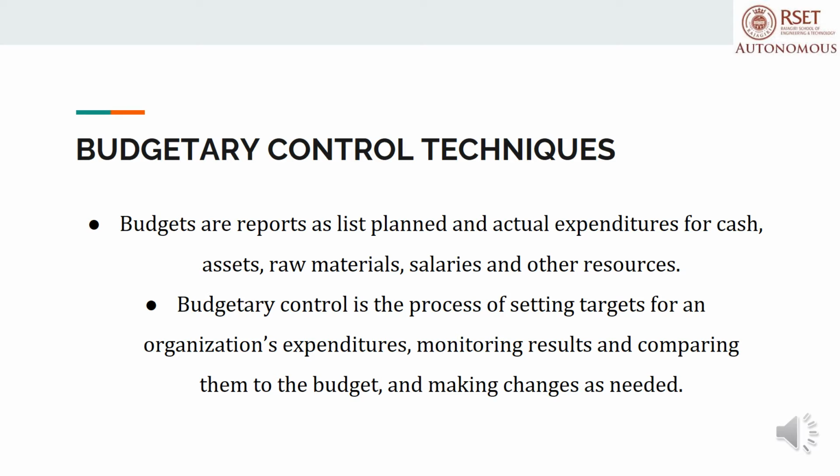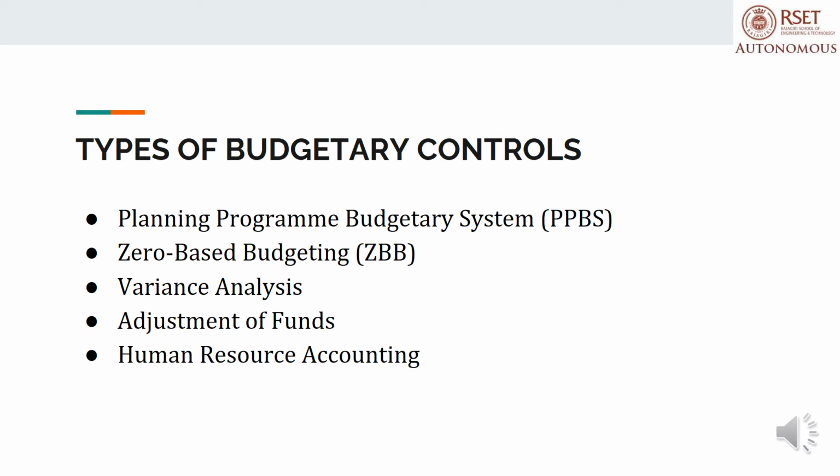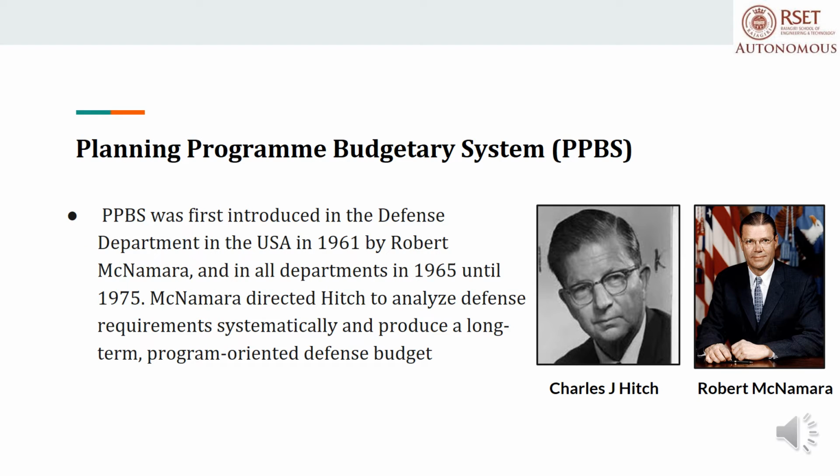Now, let us see what the different types of budgetary control techniques are. These are a few important budgetary control techniques that we need to understand. The first one that we will be discussing is the Planning Program Budgetary System, or PPBS. Second, we will be discussing zero-based budgeting. Third, variance analysis. Fourth, adjustment of funds. And finally, human resource accounting. Planning Program Budgetary System, or PPBS.